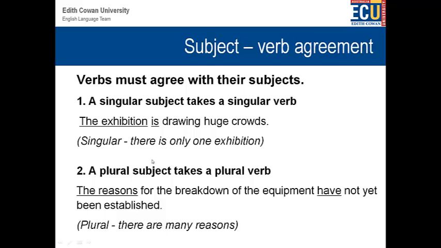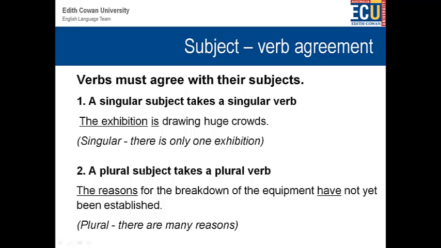Here's some more information to show you how we need to make these subjects agree with their verbs. So this first one, a singular subject takes a singular verb. What is the subject? The subject here is the exhibition. So the exhibition, we could say, is the same as it. It is drawing huge crowds. So singular, there is only one exhibition.